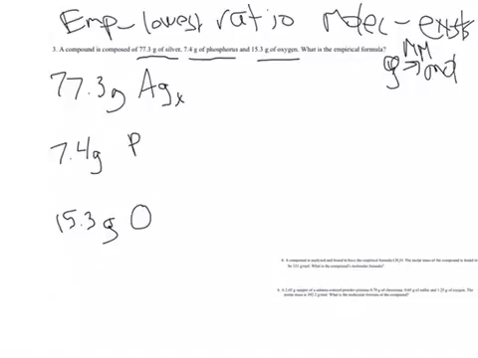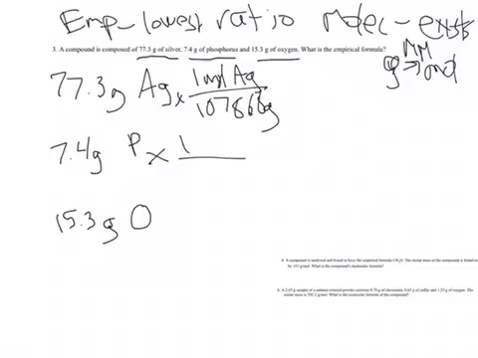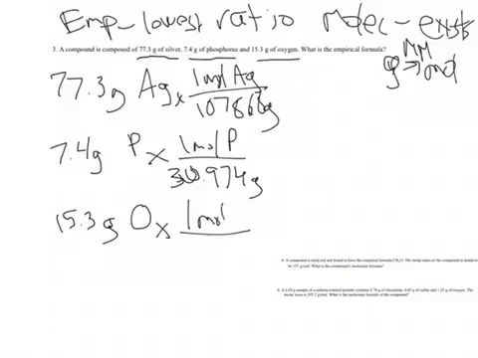In 1 mole of silver, there is 107.868 grams. So that's from the periodic table. Same for phosphorus, I look it up. In 1 mole of phosphorus, there is 30.974 grams. And for 1 mole of oxygen, it's 15.999. All right, we do that math and we get our moles.